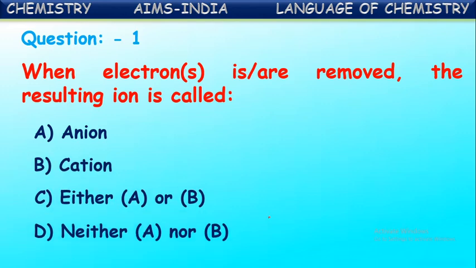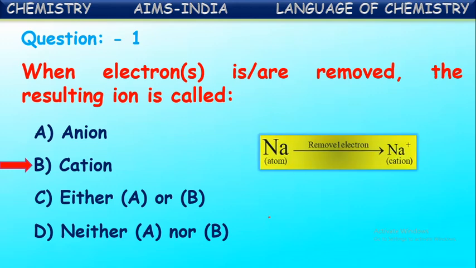What is it called? The ion formed by the removal of electrons from the atoms is called a cation. These positive ions are called cations or electropositive ions. For example, sodium loses one electron to form Na plus ion. This is called a cation. Okay, next question.